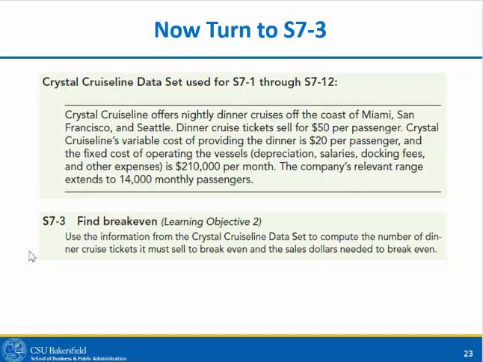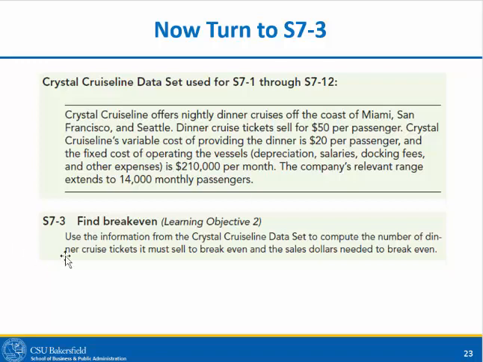Now the question is, number one, we need to find a break even. Use the information from the Crystal Cruise Line dataset to compute the number of dinner cruise tickets it must sell to break even, and the sales dollars needed to break even. So there are two questions. Number one, I want to know the quantity, how many tickets I need to sell. Second, I need to know, equivalently, how much the total revenues are in order to break even. That's what this question is looking for.